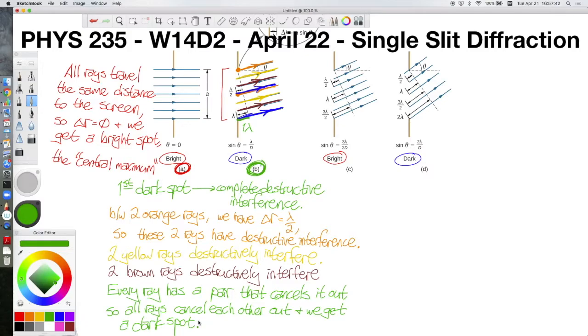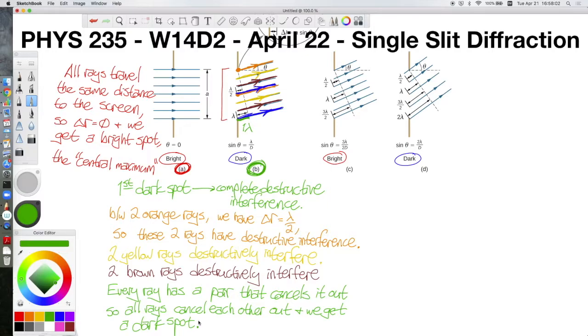So that's why we're getting the dark spot here. And you can see that this dark spot happens when big D sine theta is equal to 1 wavelength, or the path length difference between the top ray and the bottom ray is 1 wavelength.